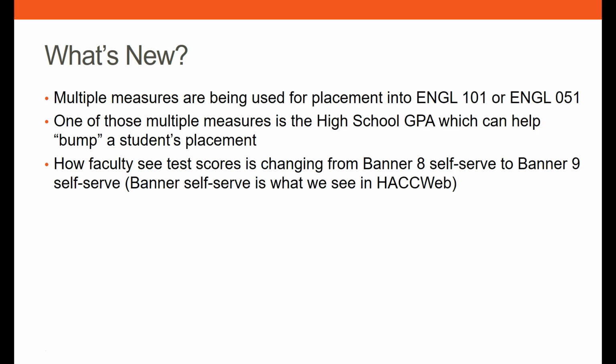What's new in developmental English advising? First of all, we're using multiple measures for placement into 101 or 051, developmental writing. One of those multiple measures is now using high school GPA, which can help to bump a student's placement.